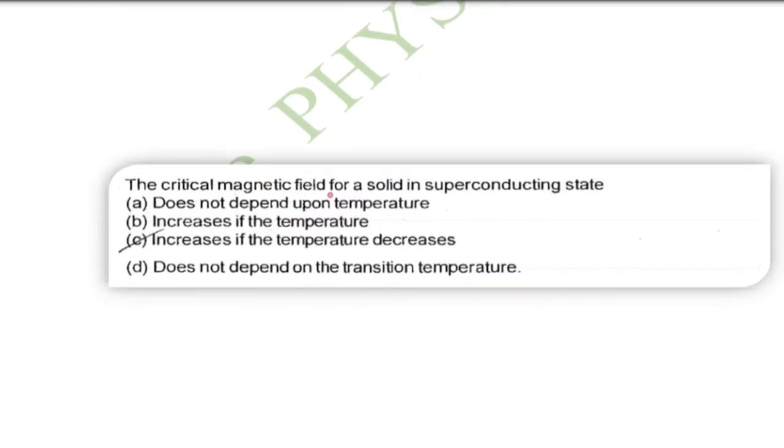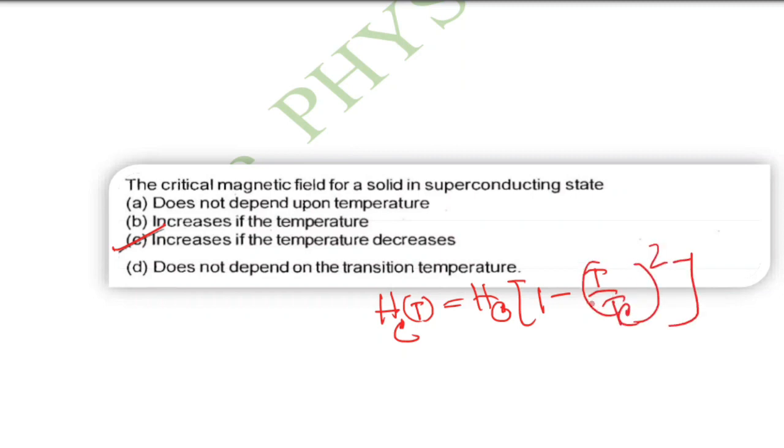Next, the critical magnetic field for a solid in superconducting state increases if the temperature decreases. C is your correct option. You can remember the critical magnetic field at any temperature T is given as Hc equals Hc0 times 1 minus T by Tc whole squared.